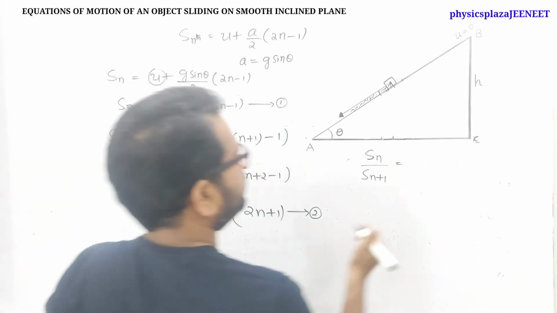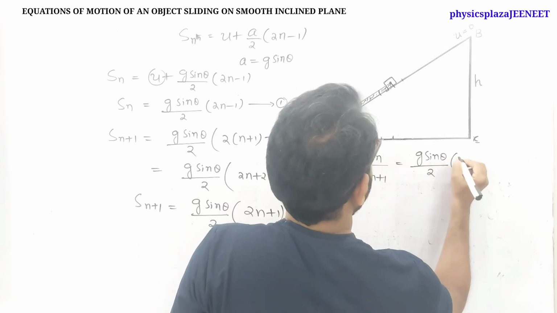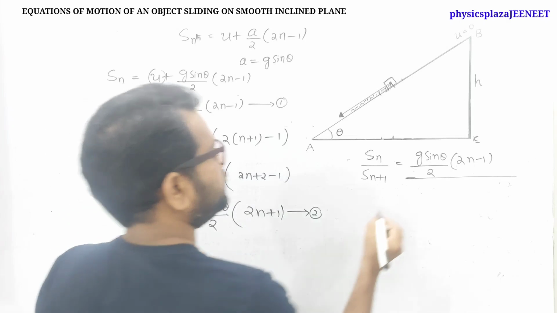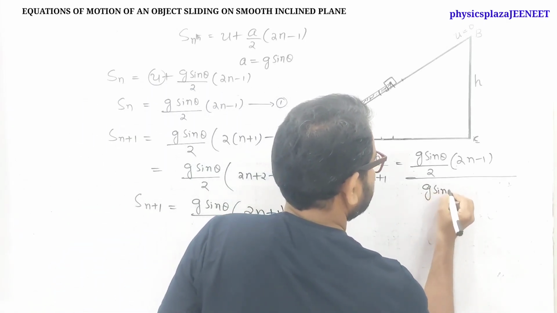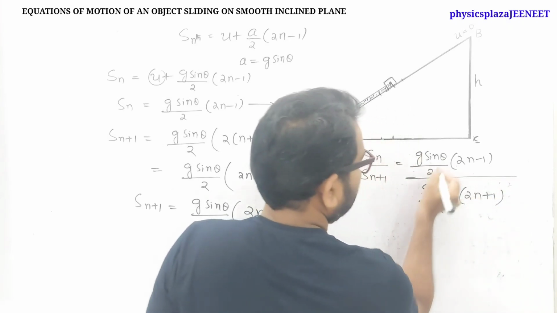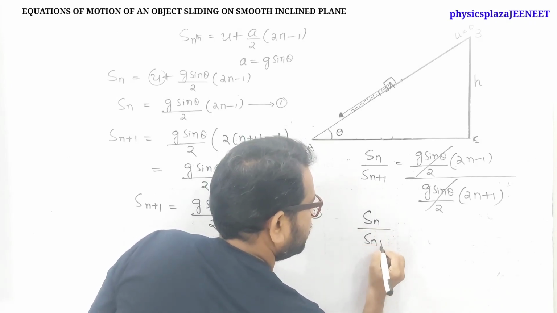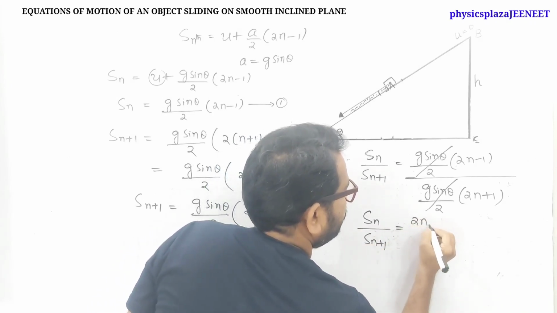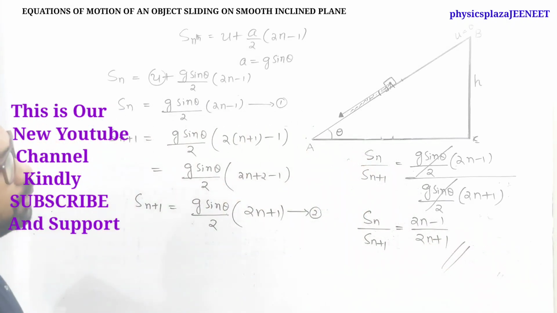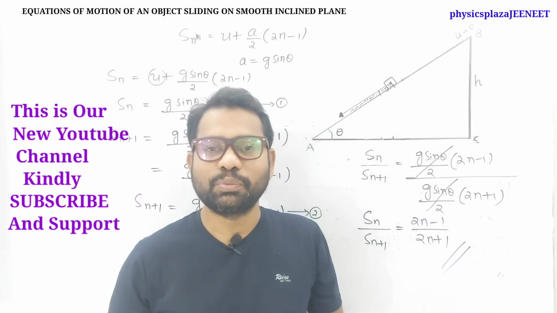So Sn by Sn plus 1 is g sine theta by 2 into 2n minus 1, divided by g sine theta by 2 into 2n plus 1. So this total will get cancelled. So Sn by Sn plus 1 is equal to 2n minus 1 by 2n plus 1. That's it, children. This is how you can apply the concept to get whatever they are asking us to find. Okay, children. Thank you so much. All the very best.